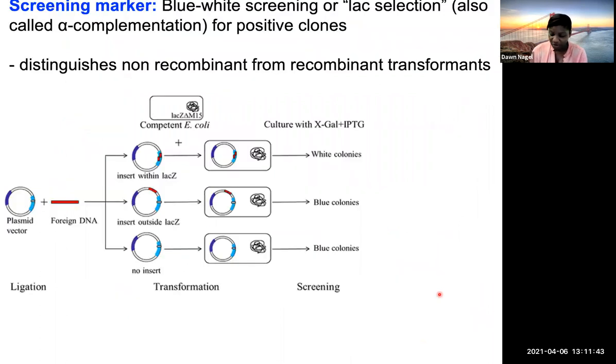So the way that you figure out which of those two options you have is to use the screening marker, okay?